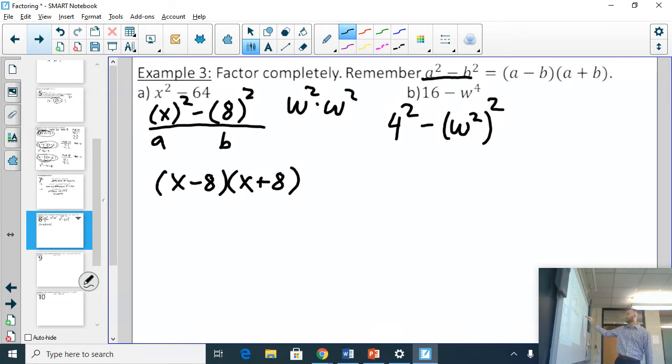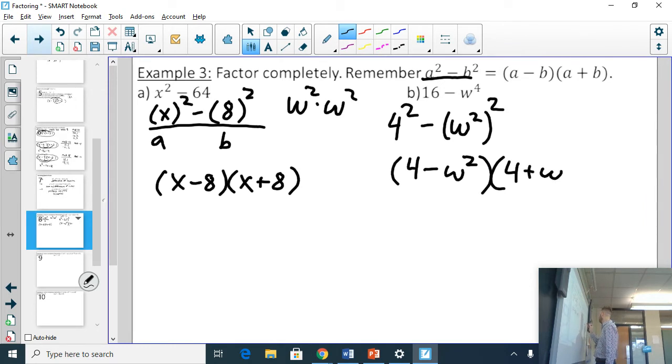And this is also important, right? The 16 is in front, so here we have the x in front. Here we have our variable to the right, and that does matter. So here our a is 4, so it's going to be 4 minus, and then our b is w squared, and then 4 plus w squared.